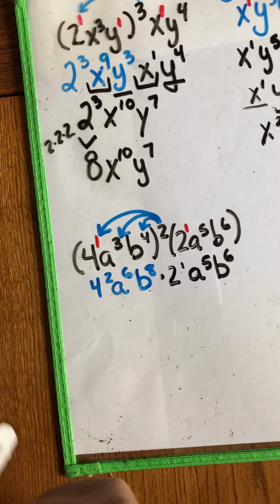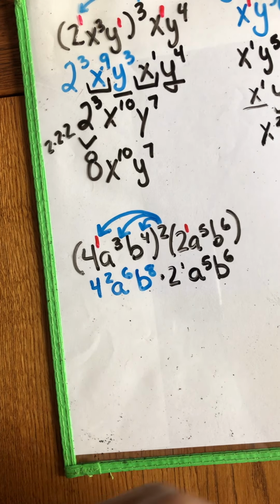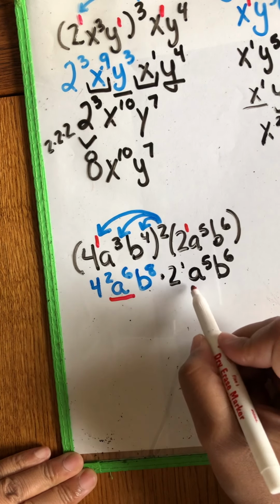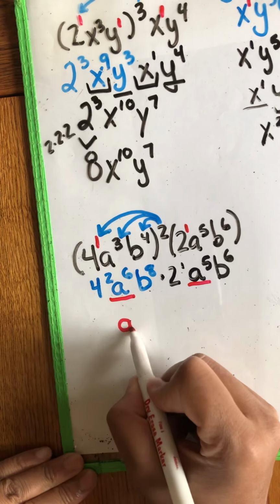Now I'm on smushing. Can we put anything together? Yes, we see some friends. Let's do the A's. A's are easy. A to the 6th, A to the 5th, that's A to the 11th. Then I have B8 and B6, that's B to the 14.